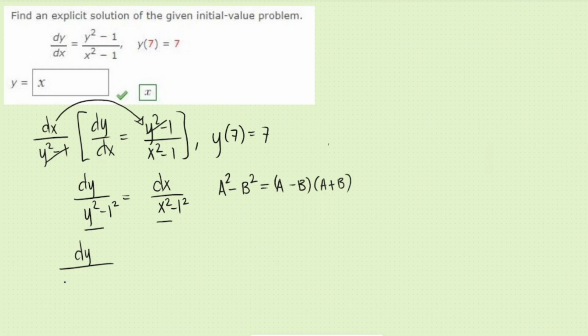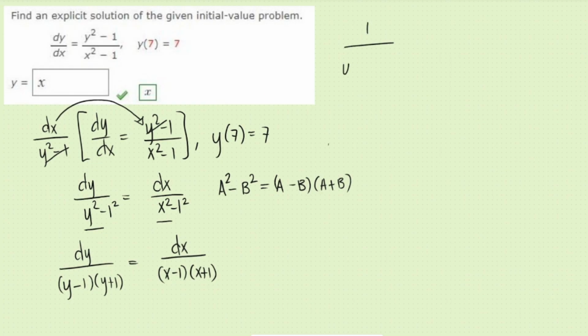Y squared minus 1, we can factor that into y minus 1 times y plus 1. Same thing with the x squared minus 1, we can factor that into x minus 1 times x plus 1. Okay, now we have the factored form in our denominator. So the next thing we're going to do is to decompose this into partial fractions. The reason why we're decomposing this into partial fractions is so that we can integrate it easily.